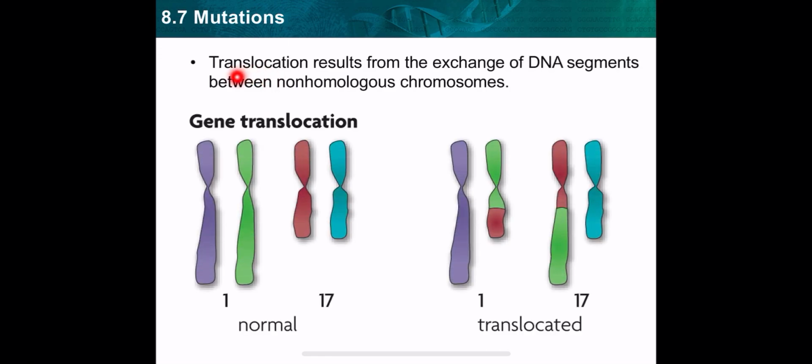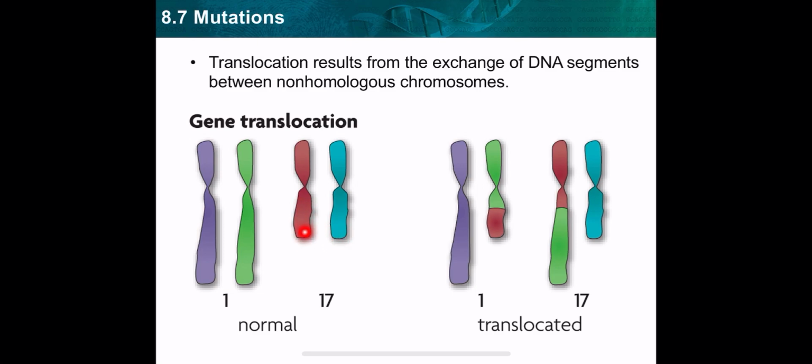There is one type of chromosomal mutation that's called translocation. Translocation results from the exchange of DNA segments, but between non-homologous chromosomes. As I told you, usually the exchange of segments should occur between homologous chromosomes. Which chromosomes here are homologous? Purple and green are homologous. The blue and red are homologous. They have the same size. Do you remember the meaning of homologous chromosomes? The chromosomes that have the same size and carry the same genes, but one from mother and one from father.